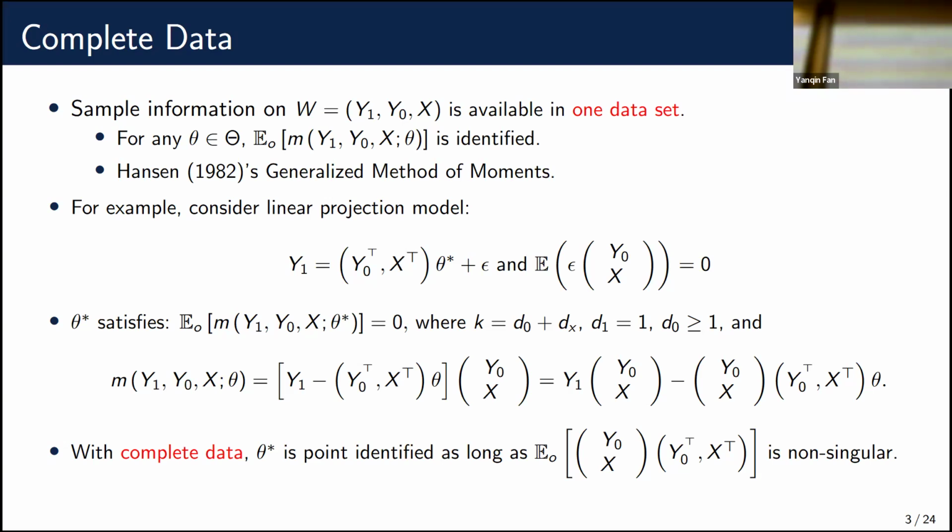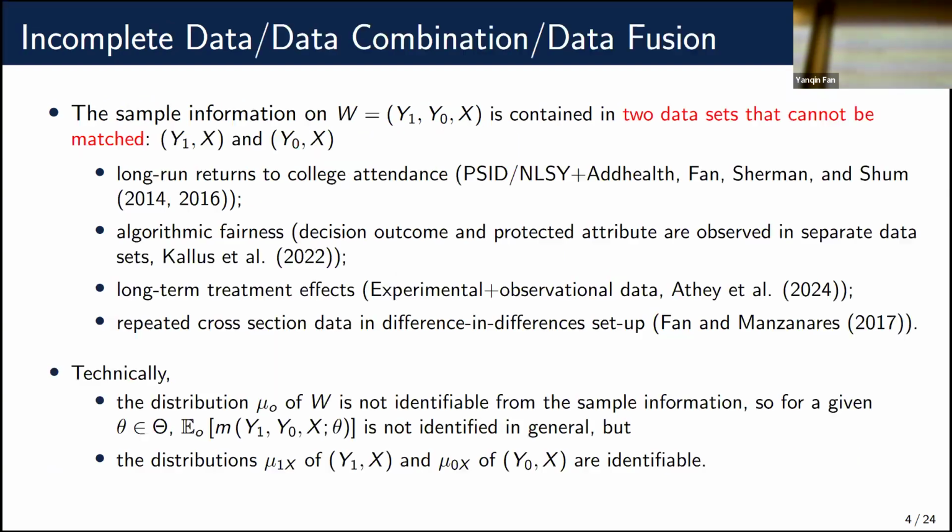Okay? But in some applications, in fact important applications, not all the random vectors y1, y0, x are observed in the same data set. One simple example is: y1 and x are observed in one data set. We can call this, say, the main data set, but y0 is not observed in the main data set.